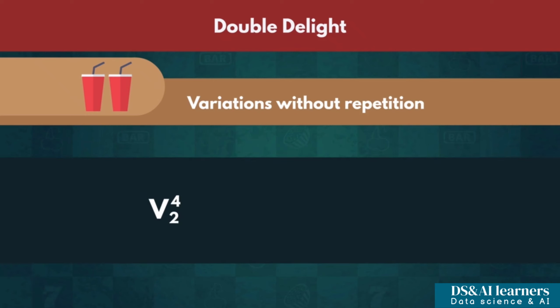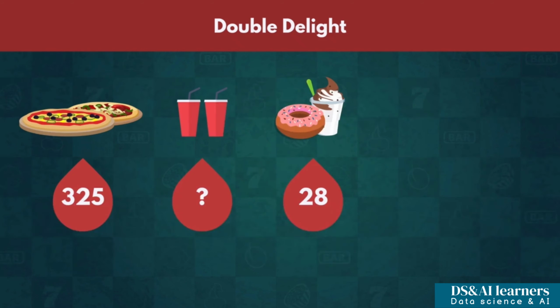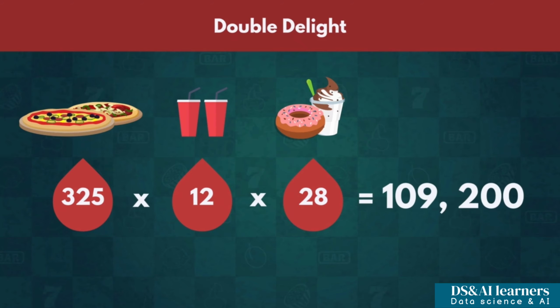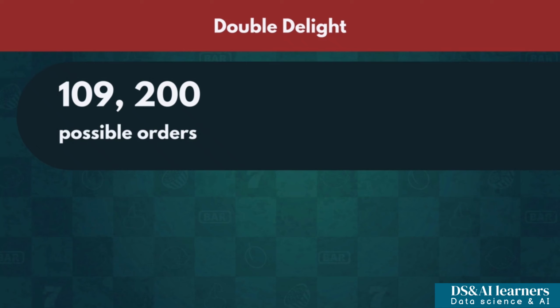According to the formula we introduced earlier, the number of ways of choosing your beverages would equal 4 factorial over 2 factorial. This results in you having 12 different ways of getting your drinks. Since there are 325 ways of picking the pizzas, 12 ways of choosing the drinks, and 28 ways of selecting the desserts, that makes up a total of 109,200 distinct possible orders you can make.